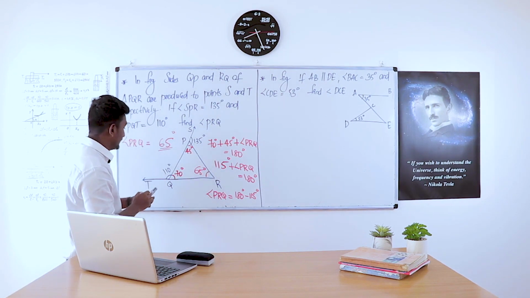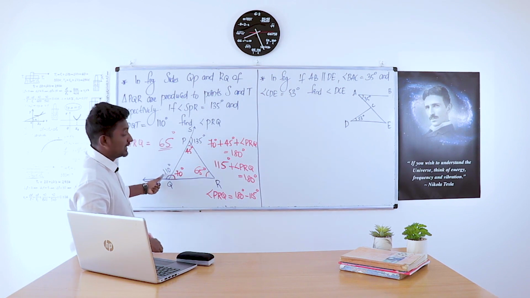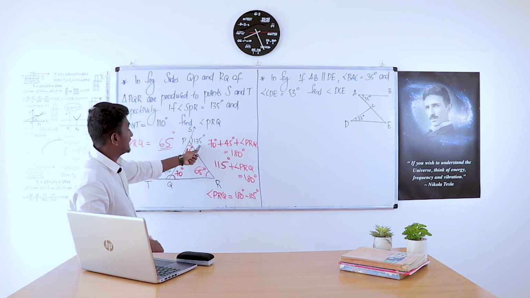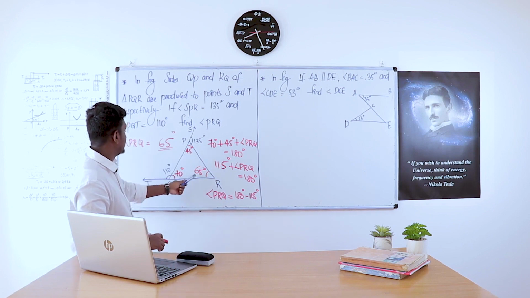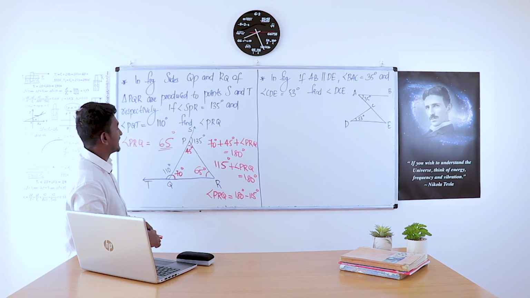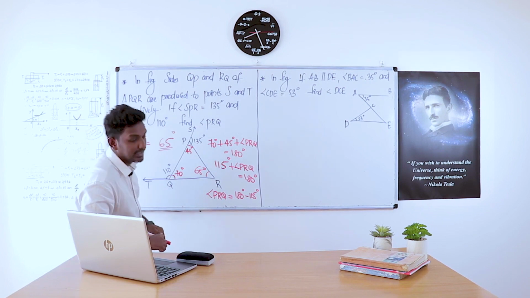Now we can check if this is right or not. Here the exterior angle is 110 degrees. Therefore, these two angles should add up to 110 degrees. 65 plus 45: 60 plus 40 is 100, 5 plus 5 is 10. It's right. This angle is 135 degrees, so the sum of these two should be 135. That is 70 plus 65, 135. The answer is right. So, angle PRQ is equal to 65 degrees.